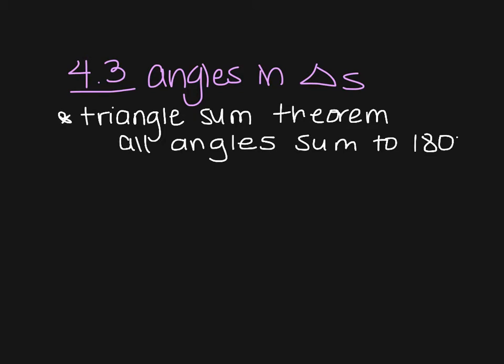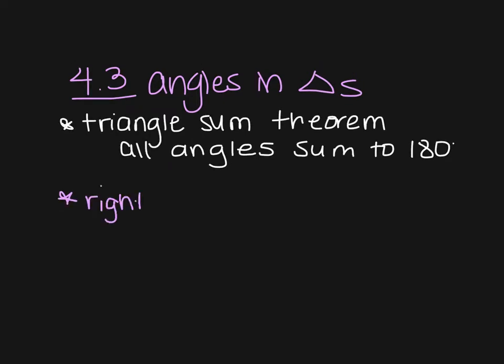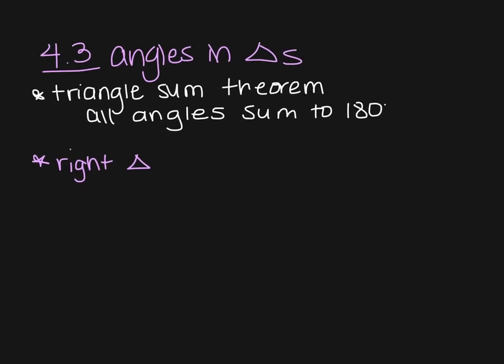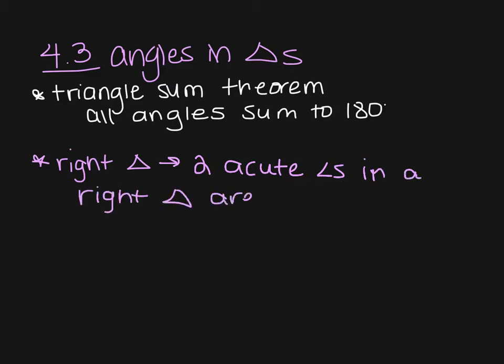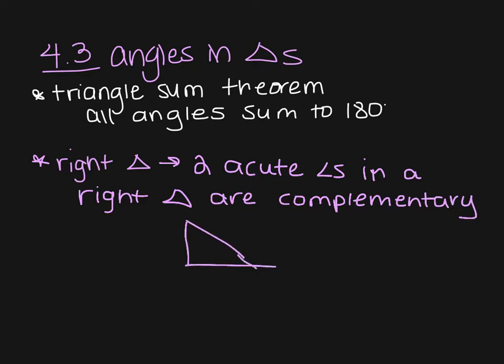And then we had the right triangle, where we found out that the two acute angles in a right triangle would be complementary. So if I had a right triangle and I had one of these angles, so like 30 degrees, I would know the other one would be 60 degrees because those two angles have to add up to 90 degrees.